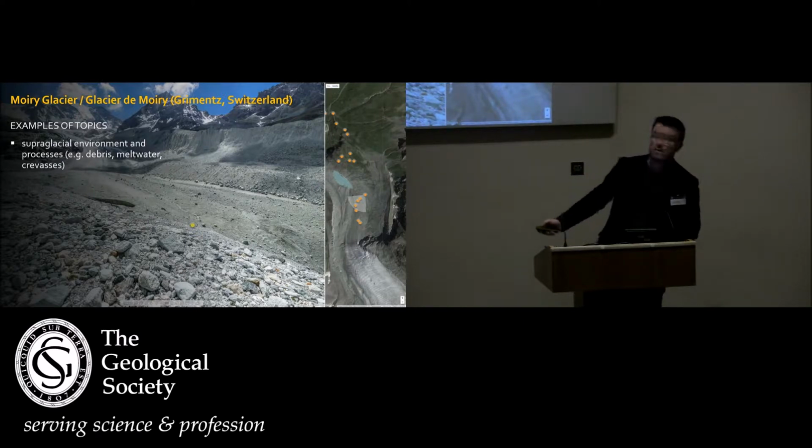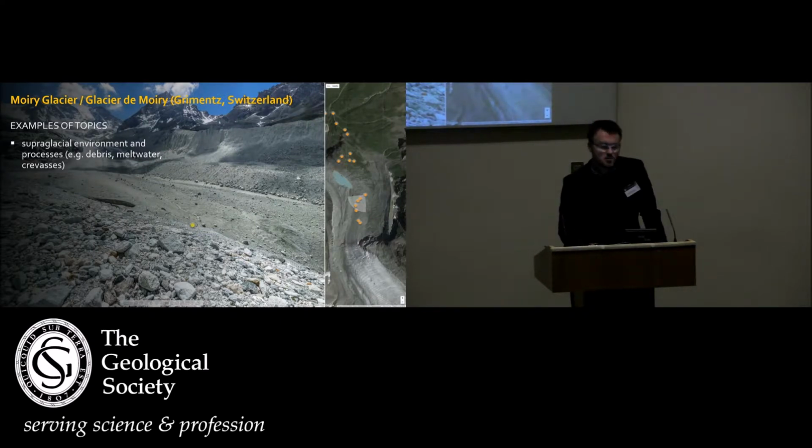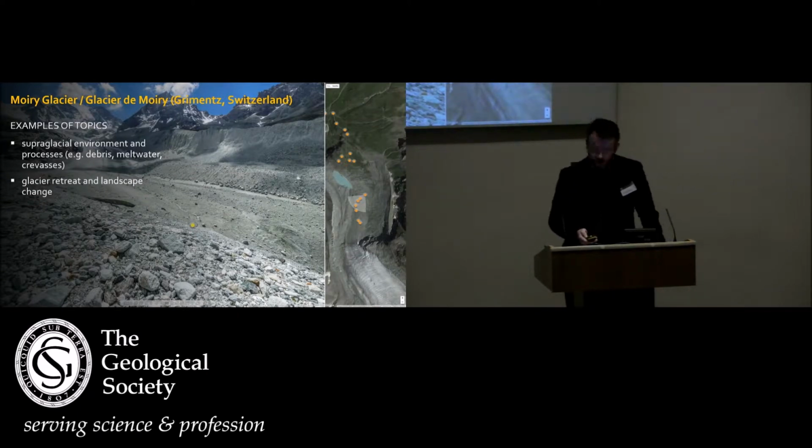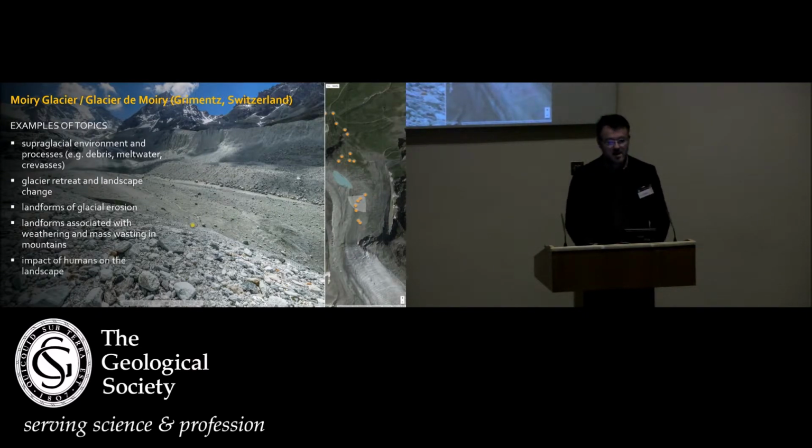For those not familiar with glacial environments, that's the glacier itself, debris covered, and of course that debris cover influences rates of melt and surface processes. So that's one broad group of things to consider. You can consider glacier retreat and landscape change. For example, note up there, the large Little Ice Age lateral moraine. You can look at landforms of glacial erosion as well, and also those associated with weathering and mass wasting in mountain environments. And of course, last but not least, the impact of people in the landscape itself. A bit further down valley from this location, there's a large dam. It's part of the Grande Dixence hydroelectric power scheme, and you can look at the impact of that on flow rates. So that's an example from present-day glacial environments.